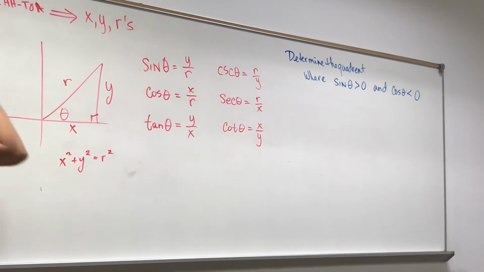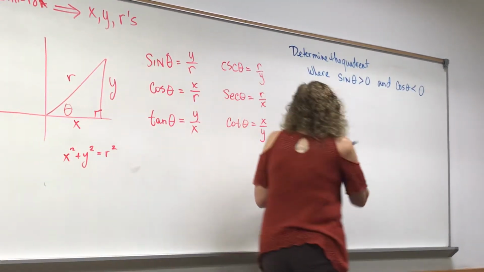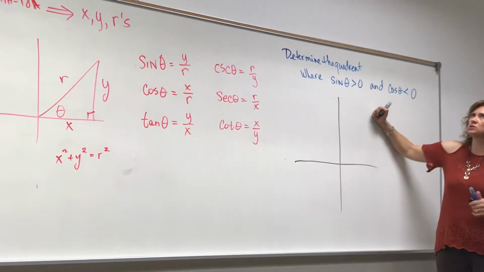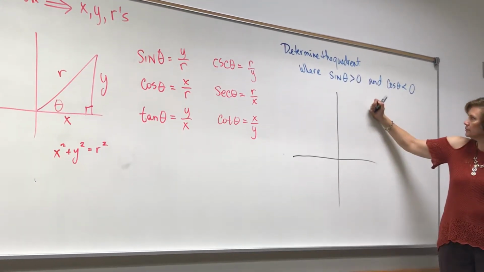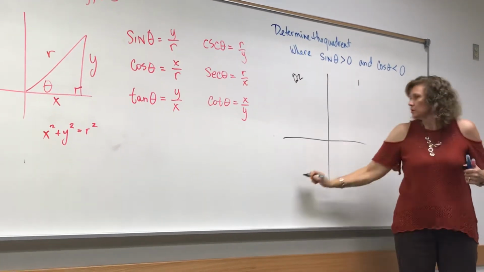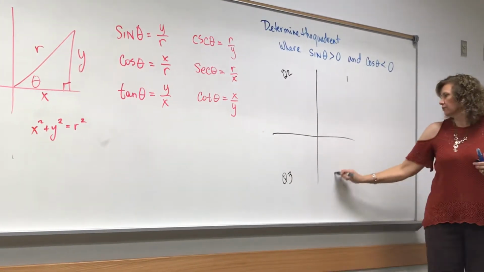Here, if we think about our grid and our quadrants, remember they go counterclockwise and they start in the upper right. So this is quadrant 1, quadrant 2, quadrant 3, quadrant 4.